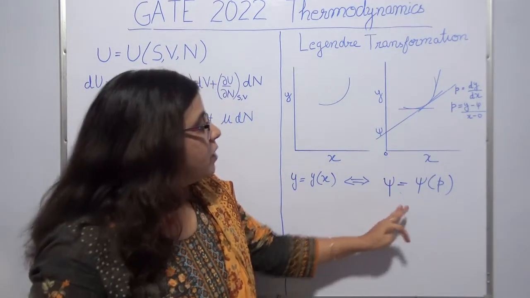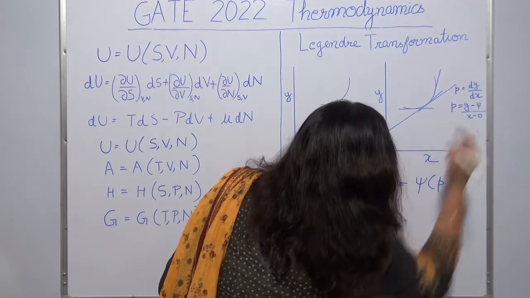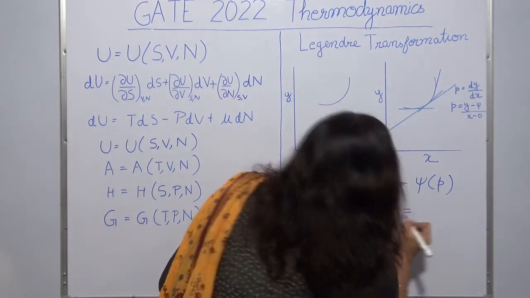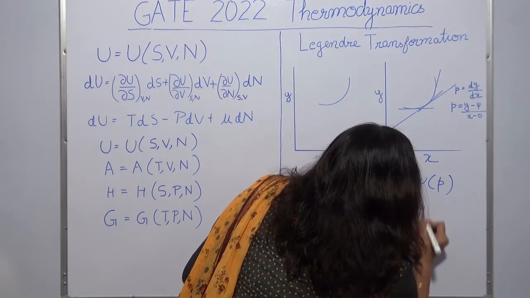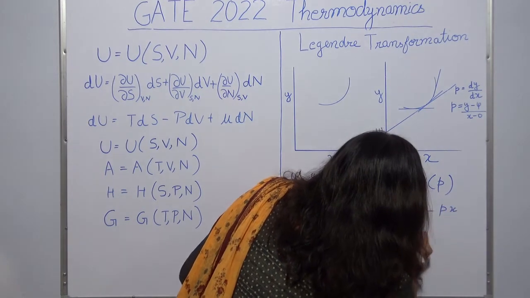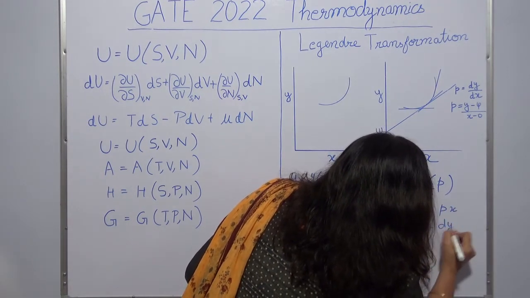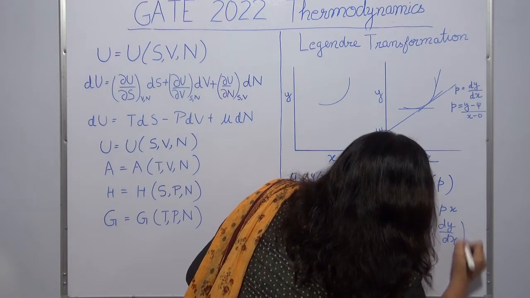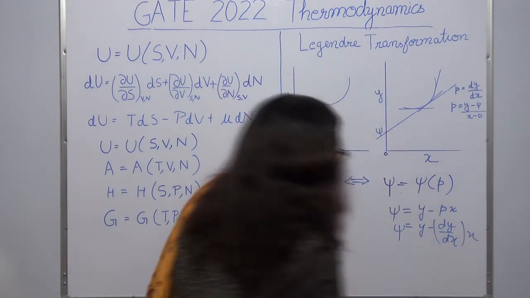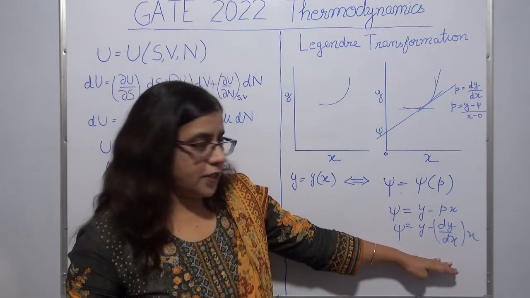Now let's see what psi is then. If I rearrange this equation, I come up with psi equal to y minus px, or y minus dy by dx into x. Okay, so this is my Legendre transformation.